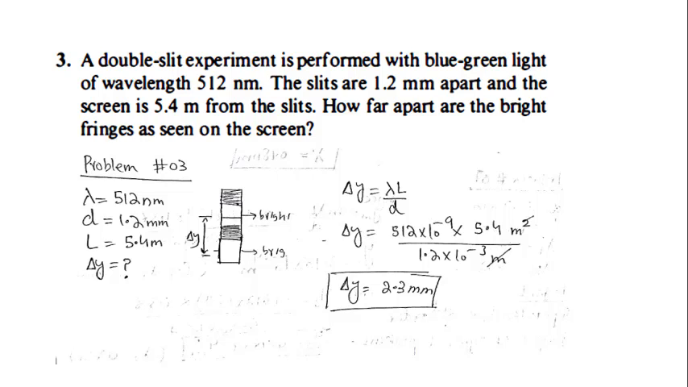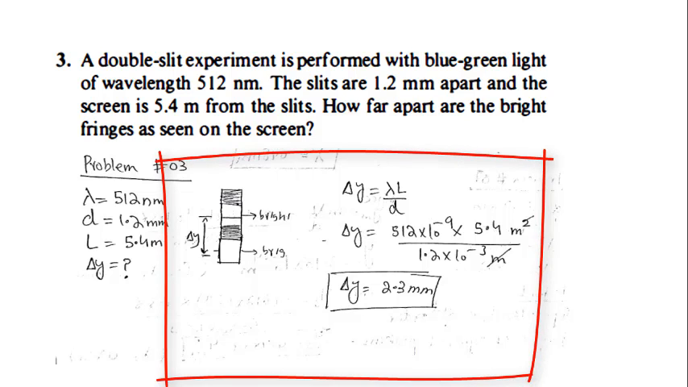We know this is basically known as the fringe spacing, delta y. This is given as delta y is equal to lambda L by d. Putting all the values, we know the lambda, which is 512 nanometer, we know the L, which is 5.4 meter, and we know the slit separation d, which is 1.2 into 10 raised to power minus 3 meters. Solving for this, we get delta y is equal to 2.3 millimeter. So this is the fringe separation.